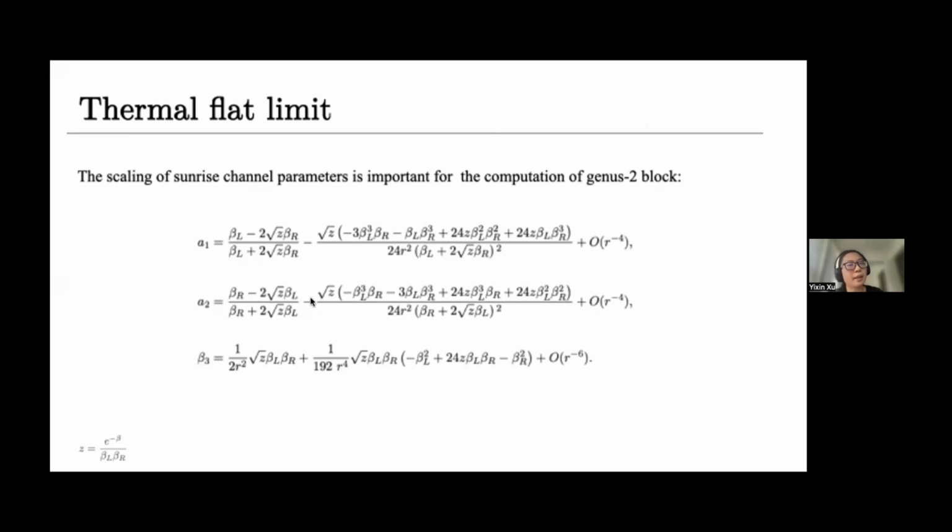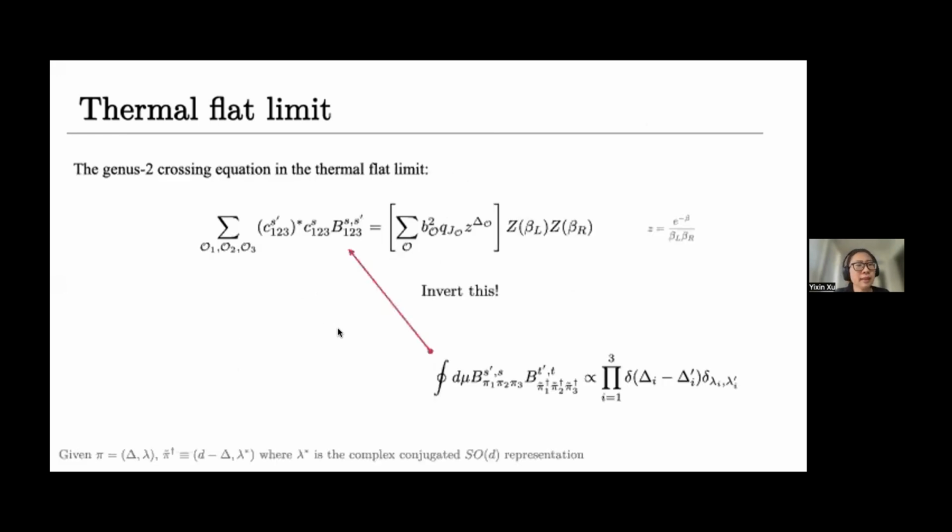Now, why do I care about the scaling of these parameters? Well, this is because in the sunrise channel, the genus-2 blocks are functions of the 3 A's and the betas. In the thermal flat limit, we care about the asymptotic form of the genus-2 block when beta 3 goes to 0 and A1, A2 remain finite.